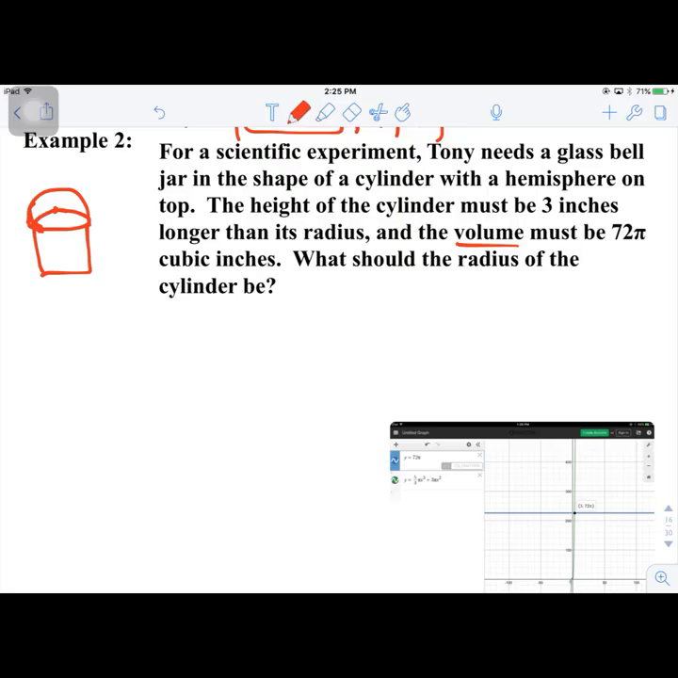So we need to bring back the formula for the volume. The volume of a hemisphere is going to be 1/2 the volume of an actual sphere, which is 4/3 pi r cubed. So that will give us 2/3 pi r cubed for the actual volume of the hemisphere. And then we have the volume of the cylinder, which is going to be pi r squared h.